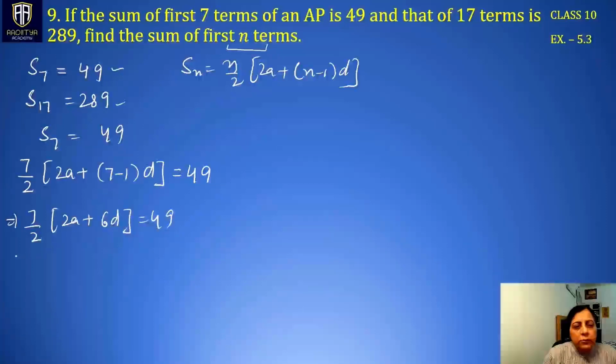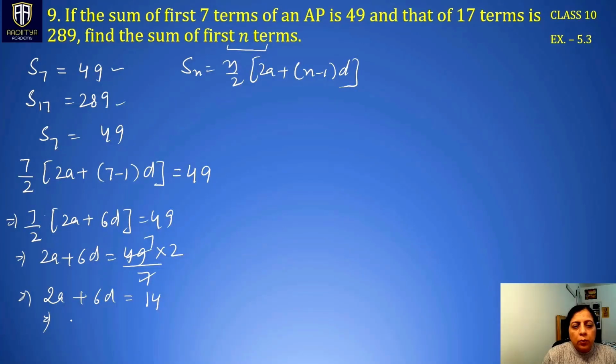Now we can further solve this by keeping 2a plus 6d here. This 7 by 2 can be flipped to the right hand side because 7 goes into division and 2 goes into multiplication. So 7 sevens are 49, and now we have 2a plus 6d is equal to 14. 2 is common to all the terms, so I can take 2 common. So this becomes a plus 3d. This 2 goes to the right hand side and divides 14 to get 7. This is the first simplified equation that we have got from the first information.